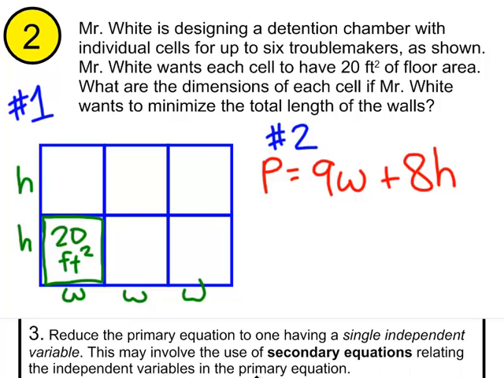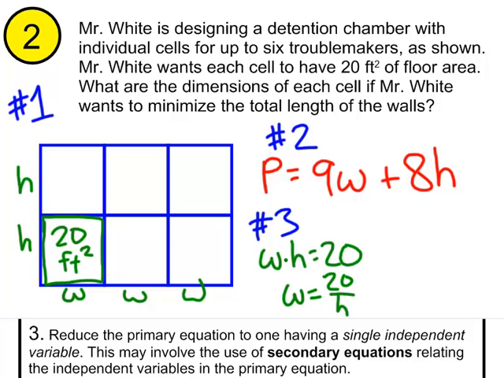Step 3 is where we reduce that to a single independent variable. We don't want it in terms of both W and H. We don't care which one, but we need to get it down to one or the other. And so here's where our secondary equation comes in. W and H are related to each other by this 20 square feet. So W times H equals 20, or what will suit us better is to get one of those two by themselves. And again, it really makes absolutely no difference. I'm just going to very arbitrarily say W equals 20 over H instead of H equals 20 over W.